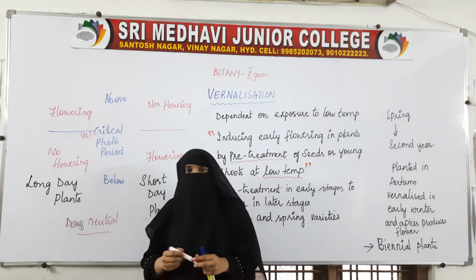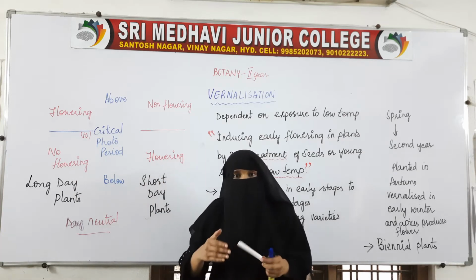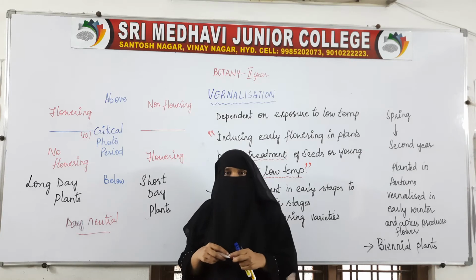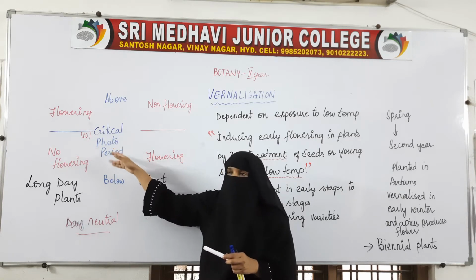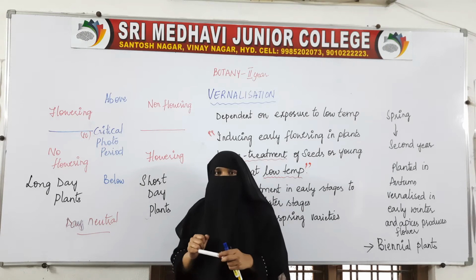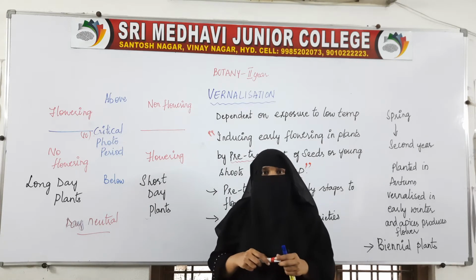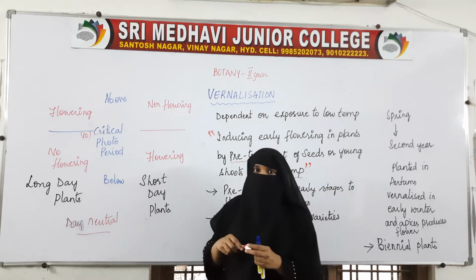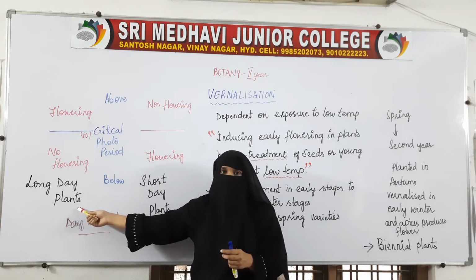So such plants where the duration of time for which they are exposed should be above the critical period, then only they will flower. Such plants which need light above the critical period are called long day plants.